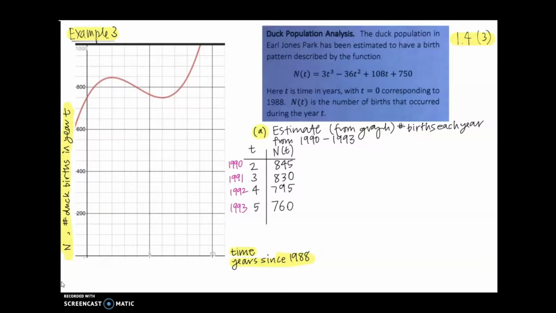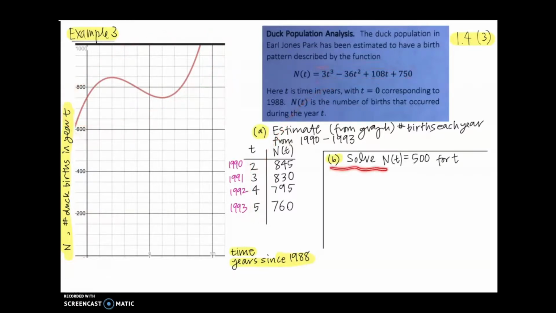Okay, so we estimated from the graph the births in each year. And if they wanted to find an exact number, you could actually put these numbers in for the variable into this function. But you can see that estimating from the graph is way quicker than putting in each of these numbers and having to do all these algebraic operations for each number. But sometimes they might ask you to do that, and that's totally fair if they want a more exact answer. But the graph gives us a good estimate of how things are moving, how things are changing.